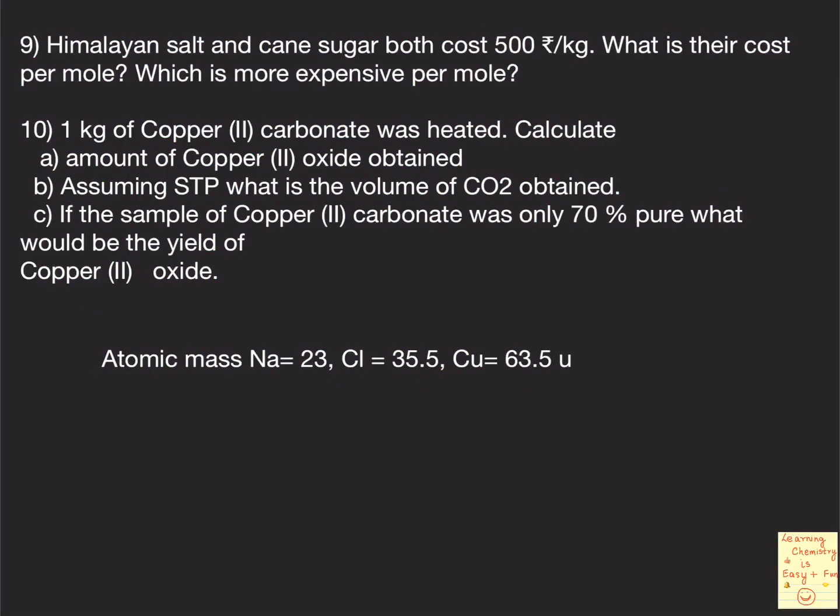We go on to the 9th question. It's a pretty simple one. Himalayan salt. Basically, we'll take the formula as NaCl, and cane sugar. So we'll take the formula as C12H22O11. And you have to find their cost per mole and determine which is more expensive per mole. It's pretty simple, right?